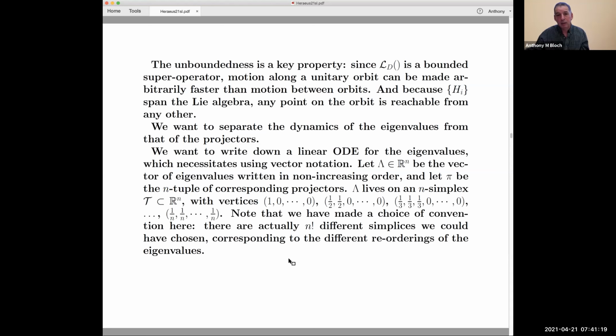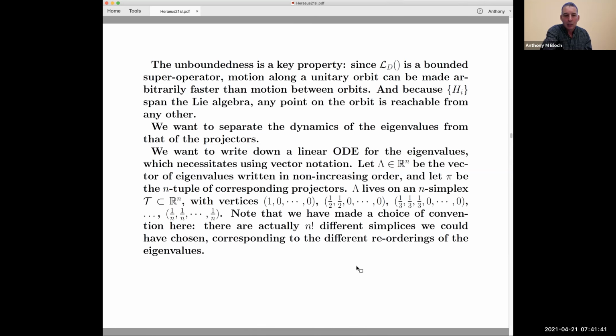And then you have this bounded Lindblad dynamics, and the idea is to think about the control. You can generalize what I did in a kind of nice way to this setting. So now you want to write down a linear ODE for the eigenvalues and also something for the projectors. It turns out to have rather nice geometry associated with it, which I'll just mention in the last couple of minutes here.